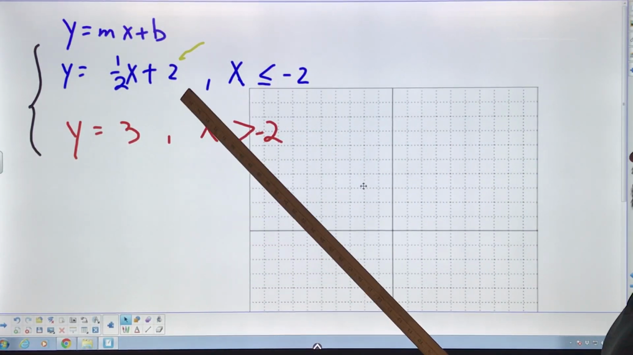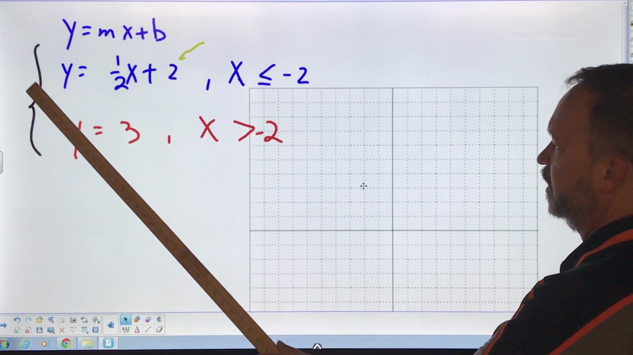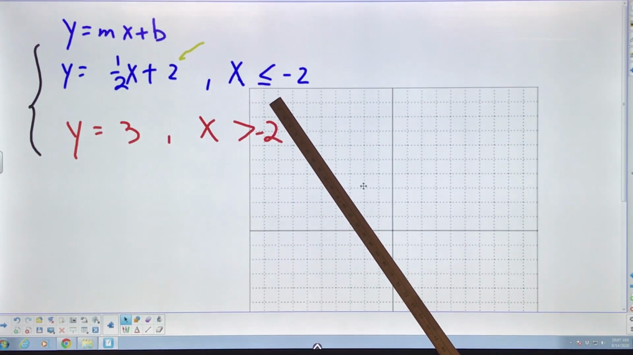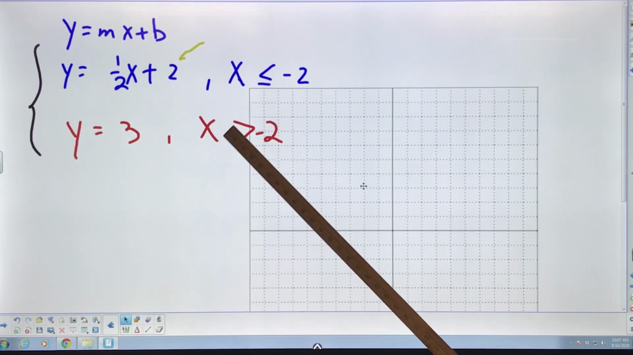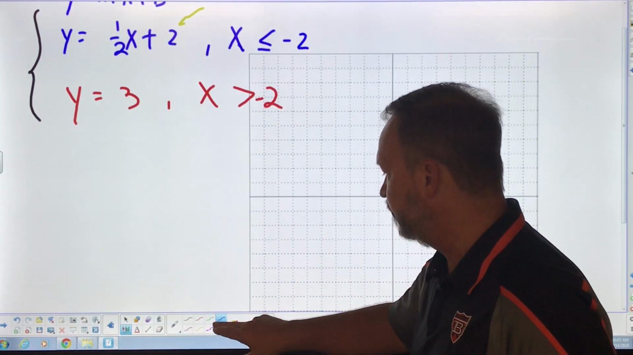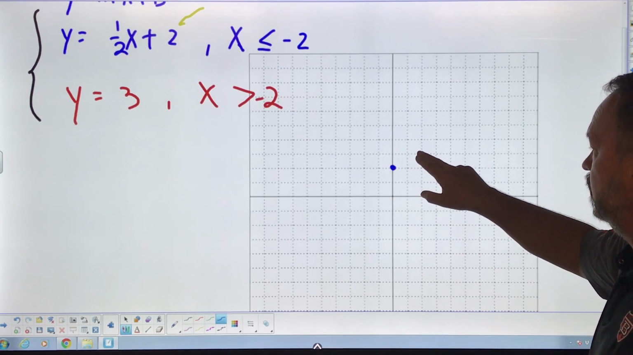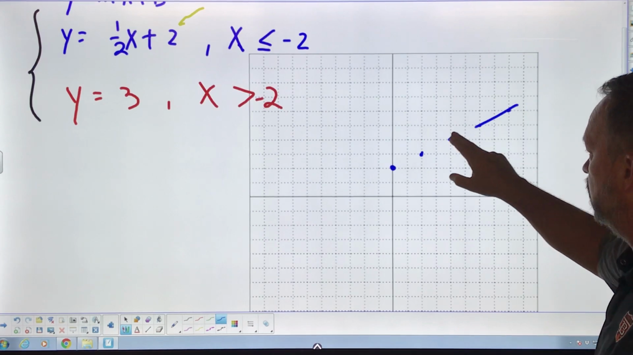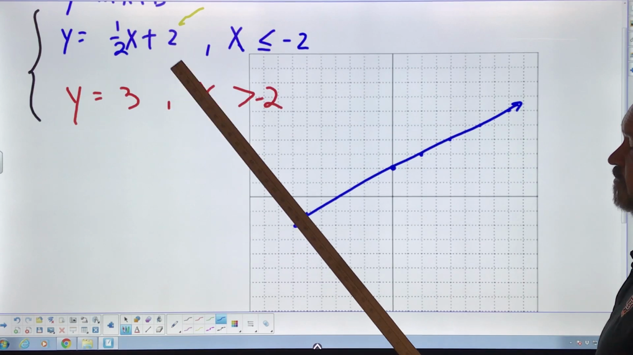So here we've been given a situation where you have these two, see the set bracket, these two situations. One is when x is less than or equal to -2. The other is when x is greater than -2. So let's begin this by graphing. I'll do it in blue. Let's graph that first function. So we start at 2, slope is 1/2. So just rising 1, running 2, and that would be the graph of that equation of that function.